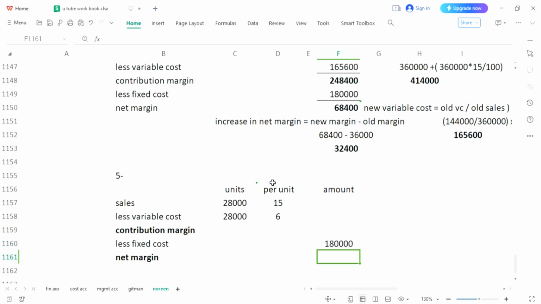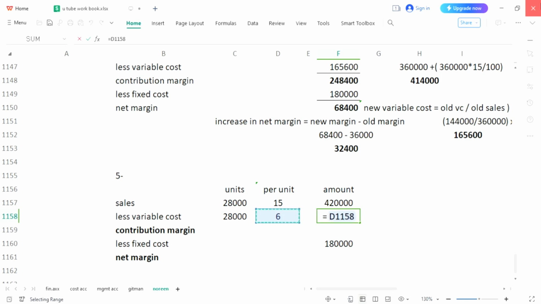As you know, units have changed, but even then our fixed cost would not change. Fixed cost would remain the same. It's time to calculate the missing figures. Sale is not present. We can calculate it by multiplying units by per unit. Units are 28,000, multiplied by per unit, which is 15. The amount of sale has arrived: 4,20,000. Now variable cost we will determine by multiplying units by per unit. Here units are 28,000, multiplied by per unit, which is 6. So we have got our variable cost.